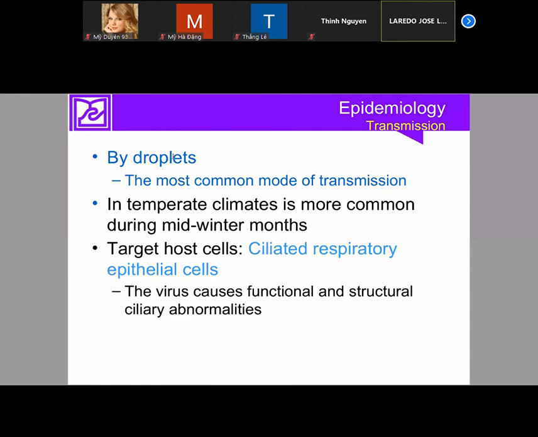The transmission of influenza viruses is by droplets. You already know. This is the most common way of transmission. So, inhalation of droplets, contact of droplets with mucosas. And the target host cells infected are ciliated respiratory cells, epithelial cells at the respiratory tract.